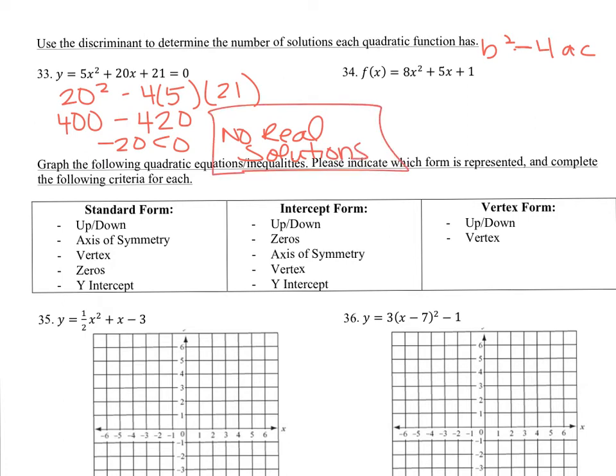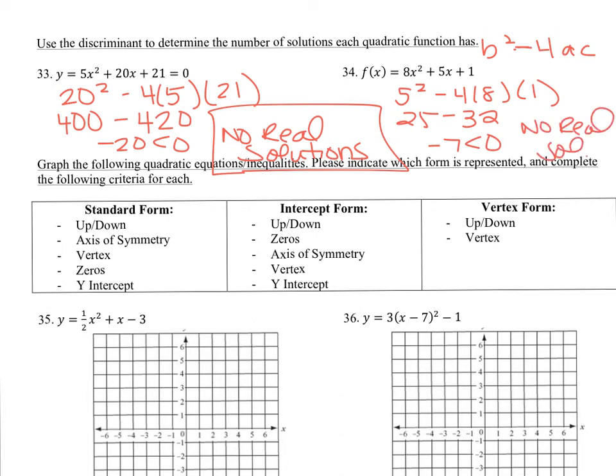If I come over and do the next one, I would do 5 squared minus 4 times 8 times 1. So I have 25 minus 32. So that's negative 7, which is also less than 0, which means I have no real solutions.